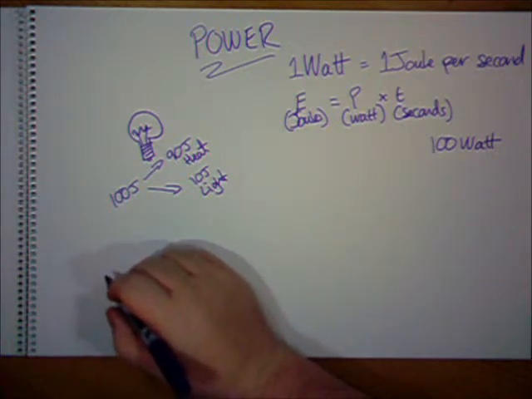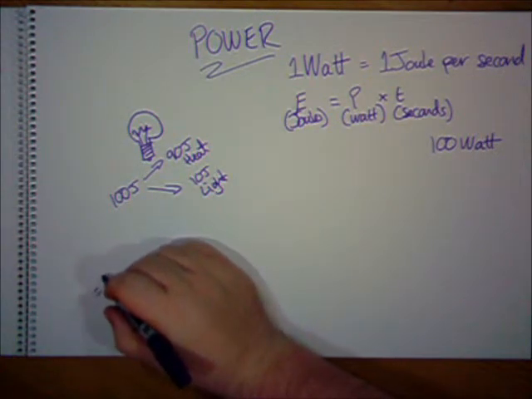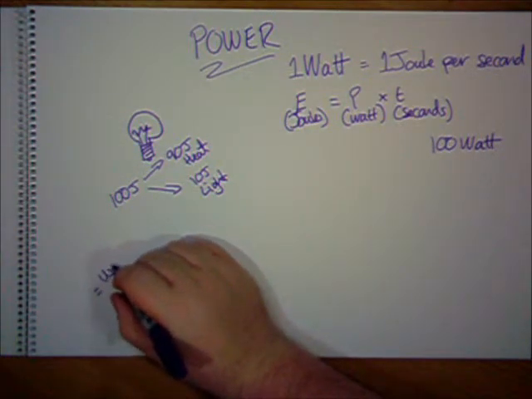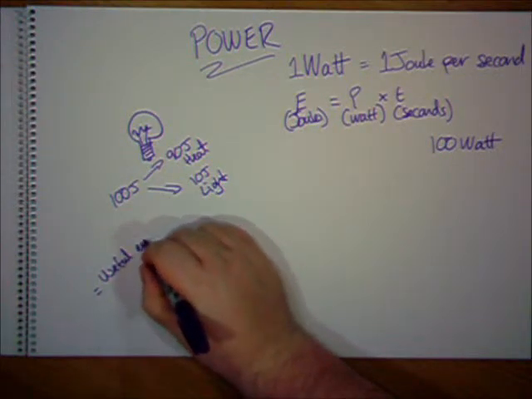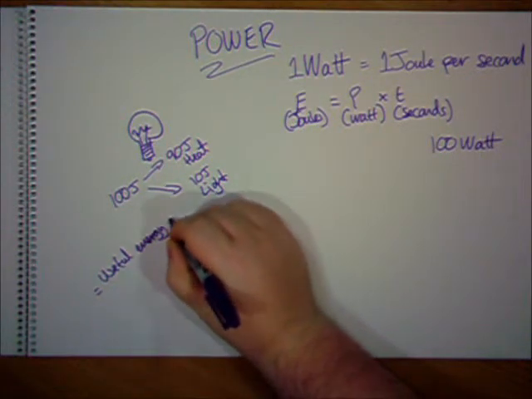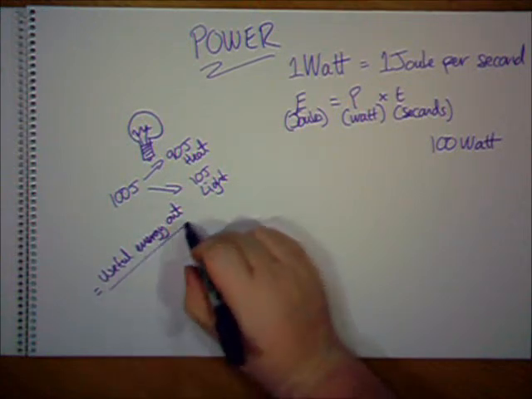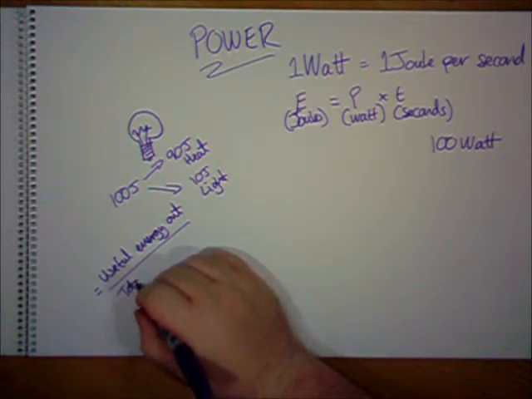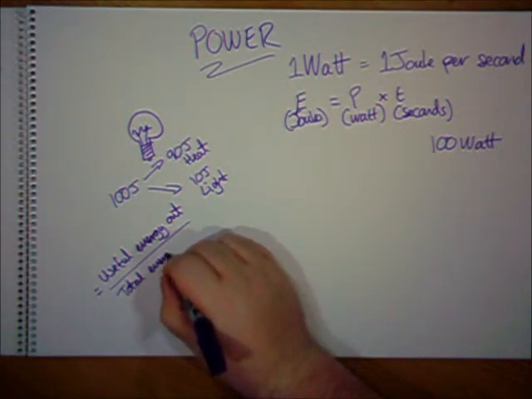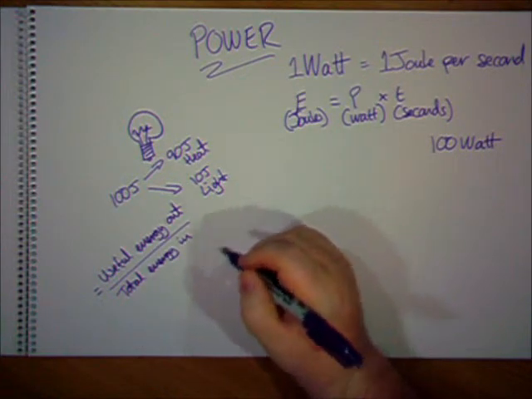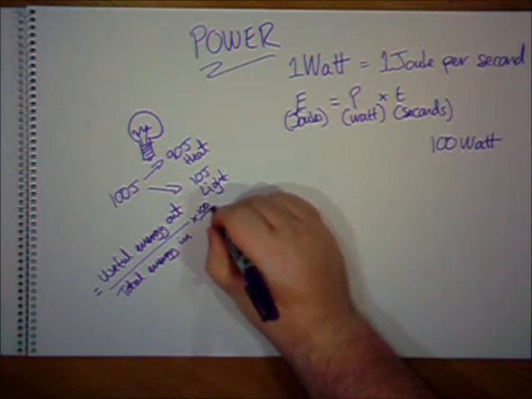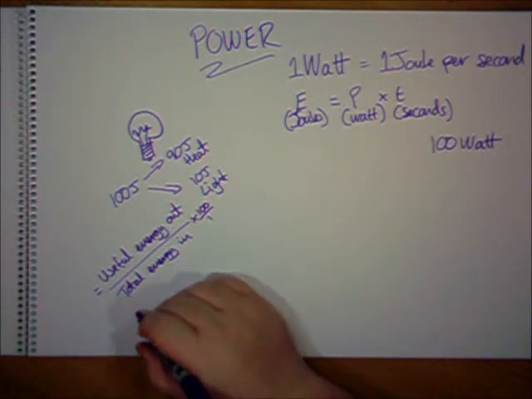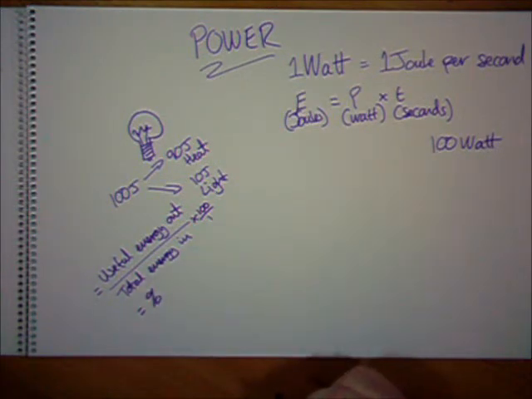Here's why. Efficiency equals useful energy out divided by total energy in, and then you multiply the whole thing by 100 over 1 to turn it into a percentage.